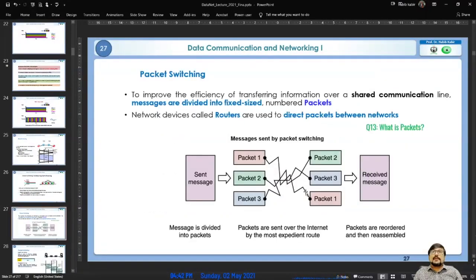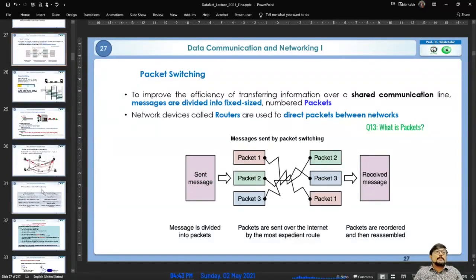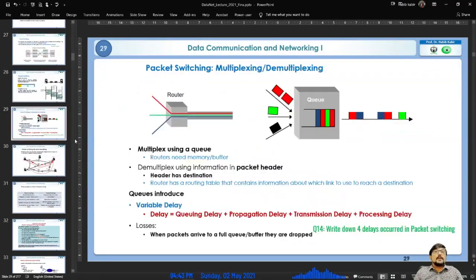Then the next one is packets. What is a packet? If messages are divided into fixed size pieces, that is called a packet. We need a router to send the packet. Then we have delay. We have 4 delays: queuing delay, propagation delay, transmission delay, and processing delay. These are the queries for today's class. If you understand all of them, you will understand all.